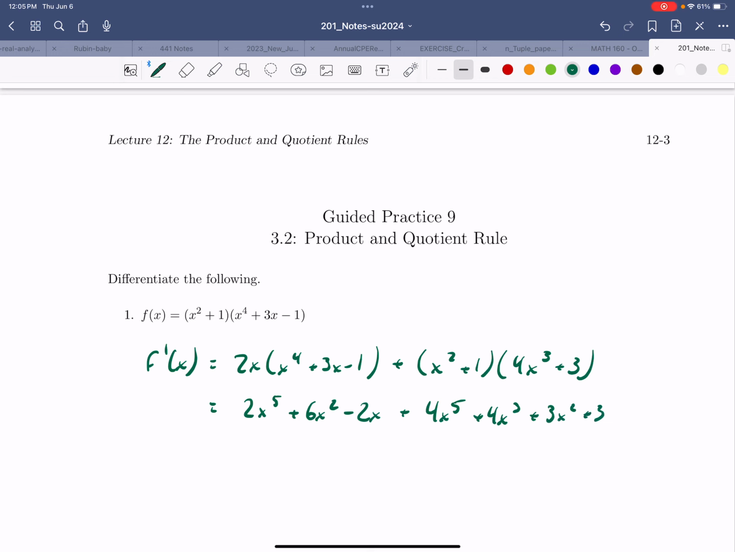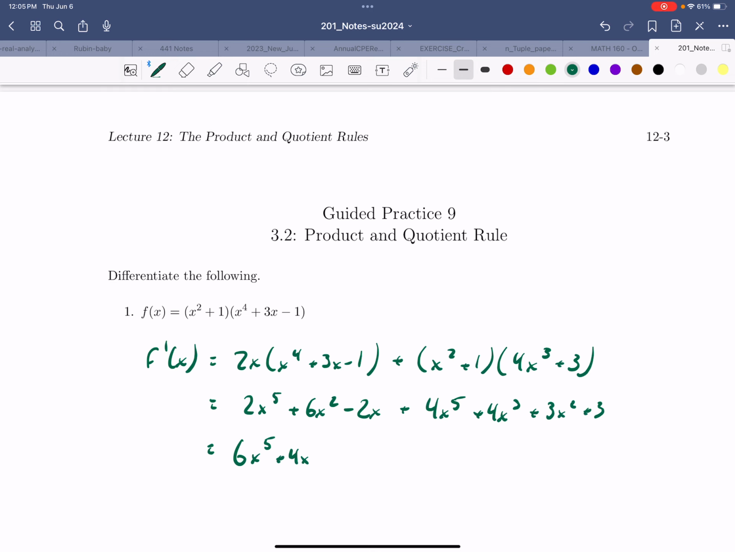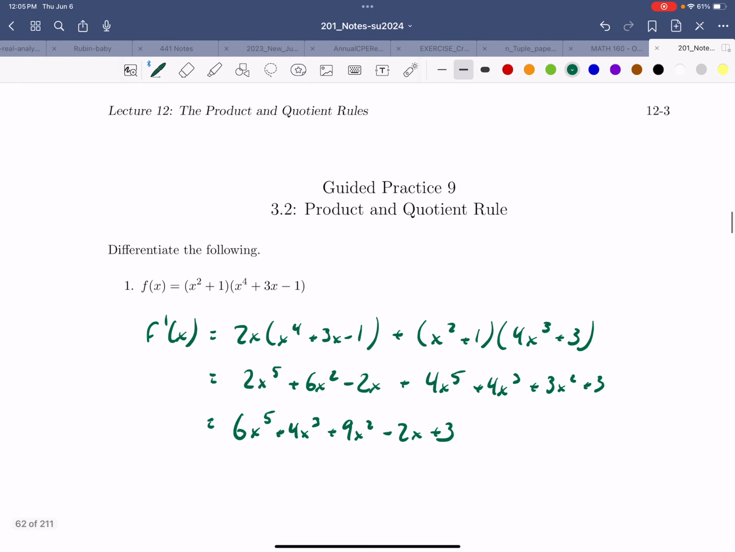Pretty sure I did that correctly. Let me clean it up a little bit. We get 6x to the fifth. I don't think we have any x to the fourth terms. No, so I guess we just have plus 4x cubed plus 9x squared minus 2x plus 3. So I think we've got that.